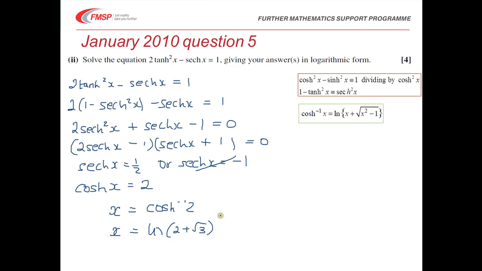So hopefully that is all right. In terms of marks, 4 marks for the question in total. You got 1 mark for substituting in the fact that sec squared is 1 minus tan squared and rearranging it as a quadratic. You got 1 mark here for getting these results and seeing that sec x equals minus 1 isn't possible. And then you got an accuracy mark for cosh x equals 2 and another for x equals log of 2 plus root 3.